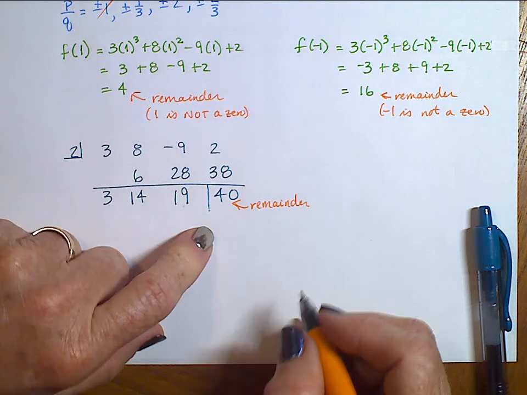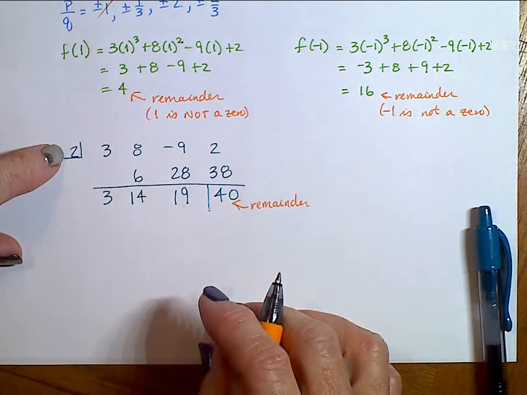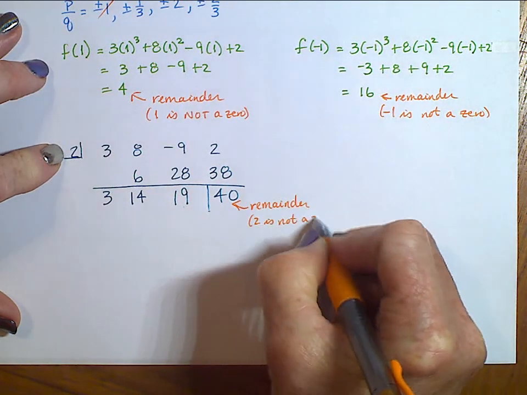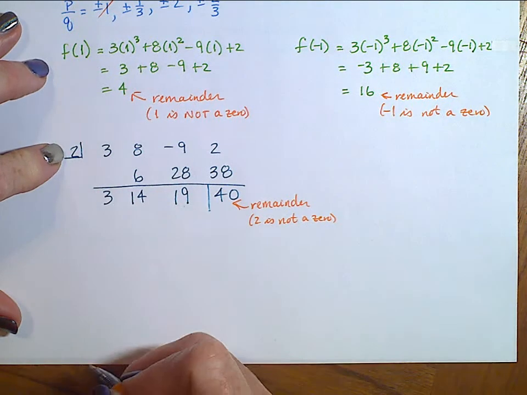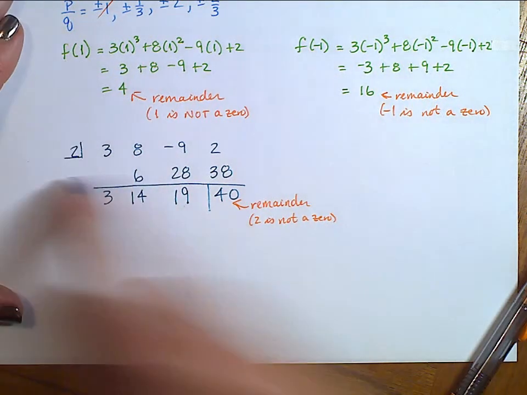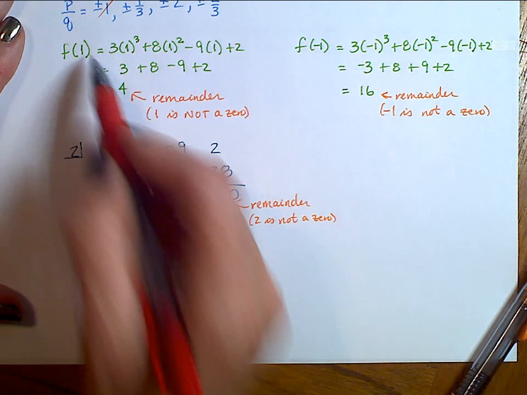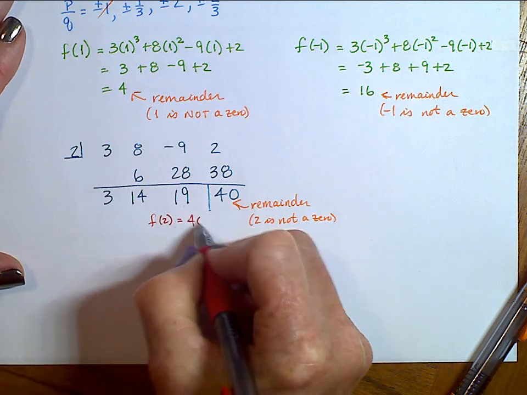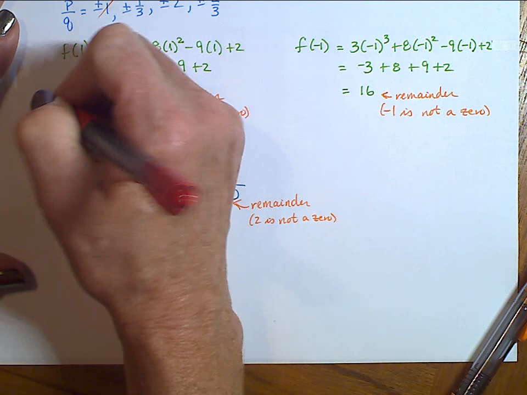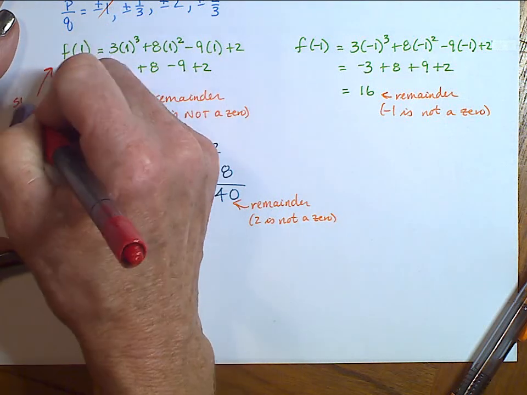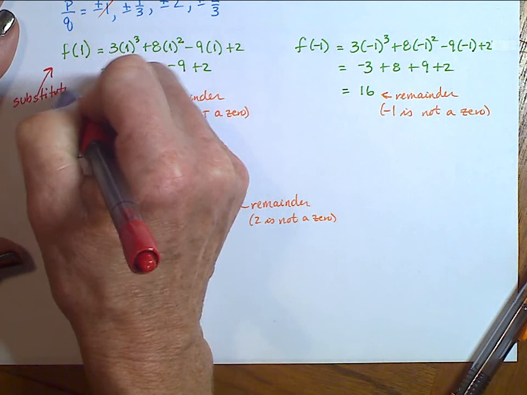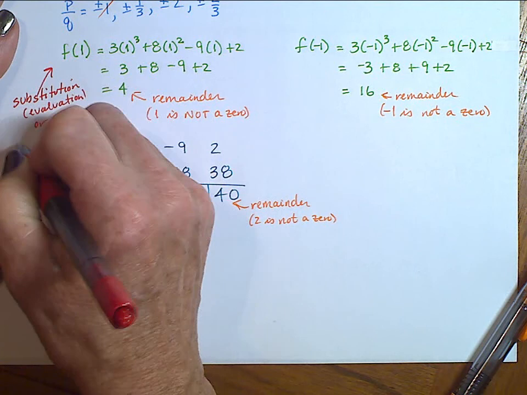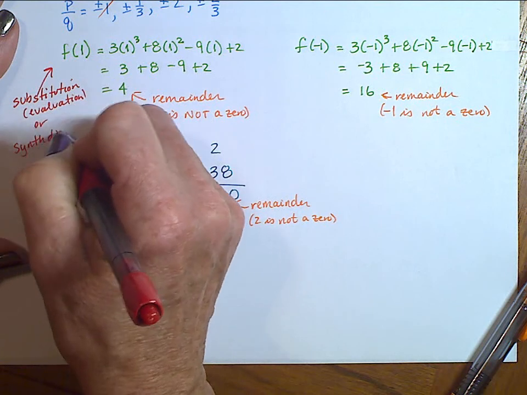Oh, excuse me, why do I keep saying -2? I'm so sorry. 2 is not a zero. Now remember, you can do synthetic division or you can do the subbing in. If you had subbed in a 2, you would have found out that it was equal to 40. So when you're checking these, you can do substitution, evaluation, or synthetic division. Either one works.